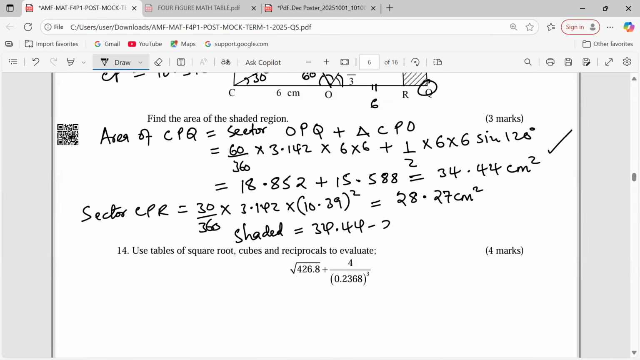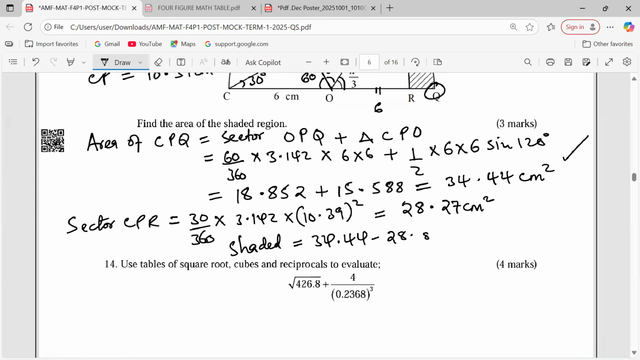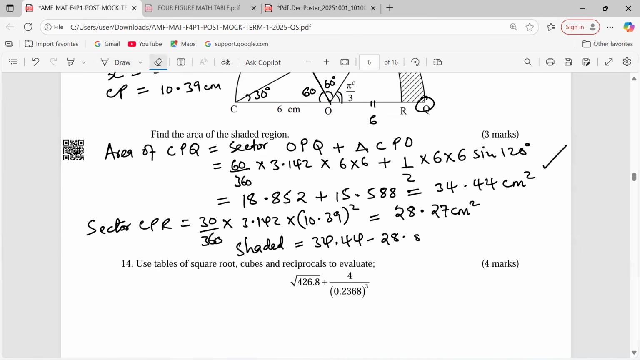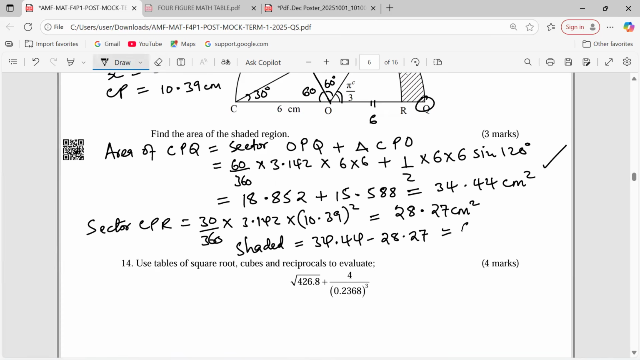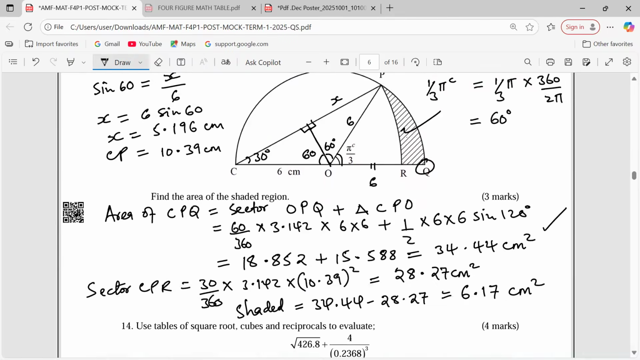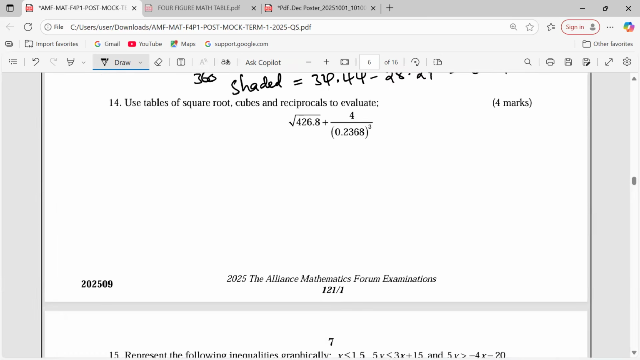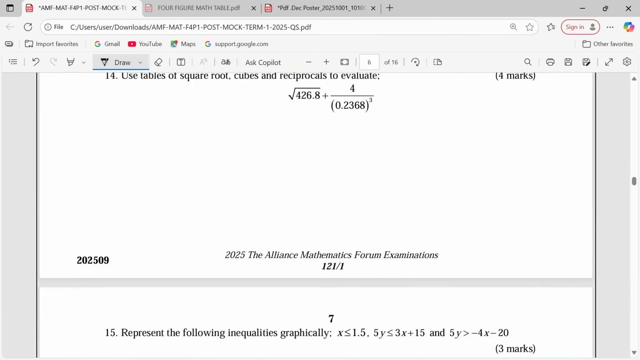34.44 minus 28.27. This gives us 6.17 square centimeters. Wow, this is a very interesting question. You are supposed to think big, think broadly for you to arrive at such an answer.